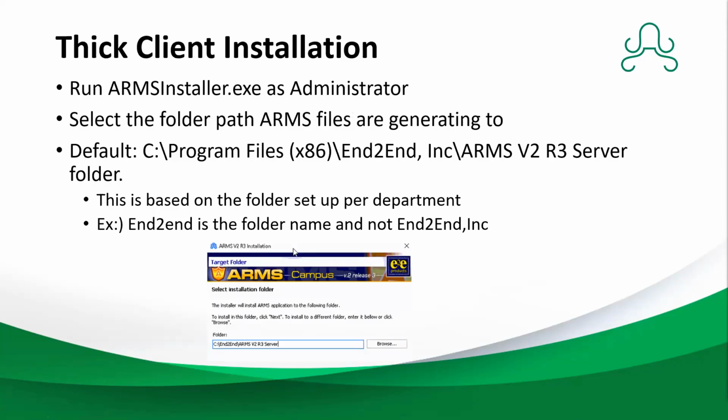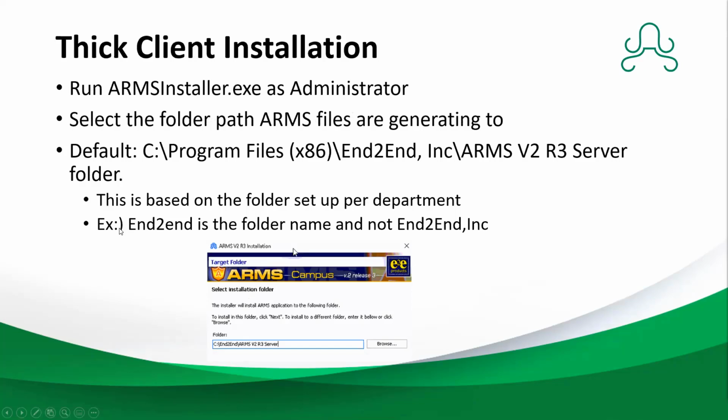So for the thick client installation, which is the desktop client, you'll want to run the client ARMS installer.exe as admin. So you can just right click on that and run as admin. And then once the installer starts up, you'll see the image at the bottom. So you'll want to select that ARMS file path, which is usually Program Files, end-to-end, ARMS v2 r3. This default path is what is in this text box if you haven't had the client installed before. But you can change that depending on your department.